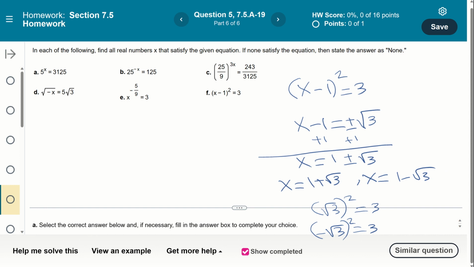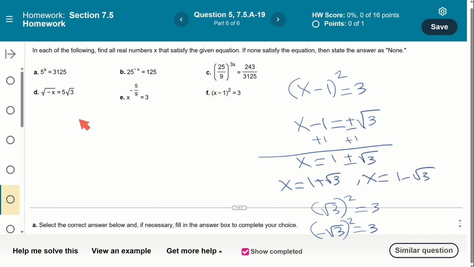Okay, so hopefully that should help you out. Should I do one more for you? I think B you should definitely be able to handle by just writing both sides as powers of 5. Maybe I'll show you C as well, okay?